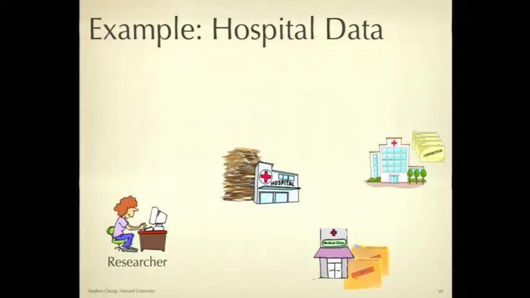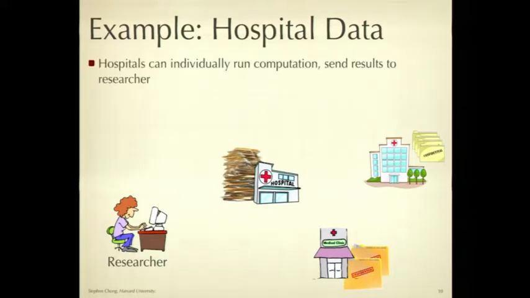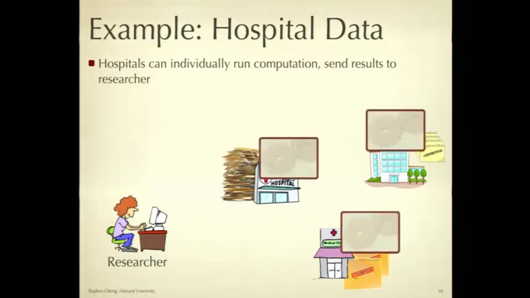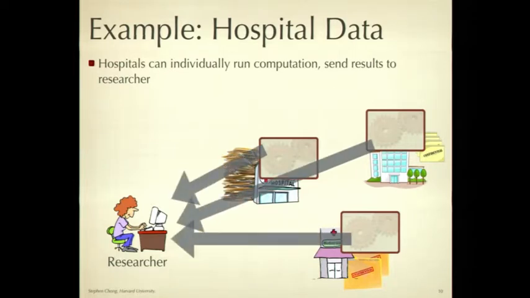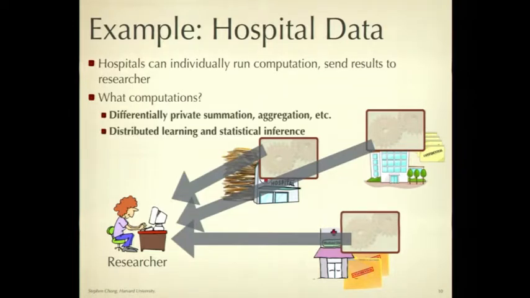So, one thing that could, of course, be done is that the hospitals individually run some computation on their data sets and send the results to the researcher, who combines them in some way so as to get the value of the combination of the data. So one of the interesting and valuable questions to consider here is what computations should these hospitals be running? So for example, differentially private computations. How can we do distributed learning and statistical inference in this setting?